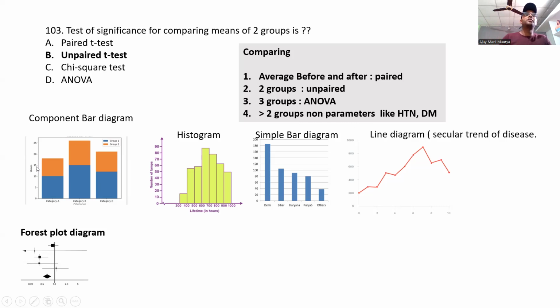This is a component bar graph, one by one. See, this is a one by one component bar graph. Histogram, there is no gap for the histogram, and in a simple bar graph there is a gap. This is a line graph. This is called the secular trend of diseases. See, line graph. This is a forest plot.